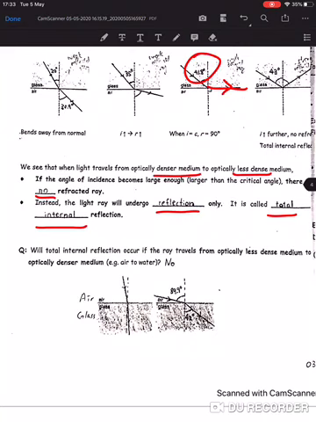So in here, let's take a look at some of the drawings here. Let's finish it off.